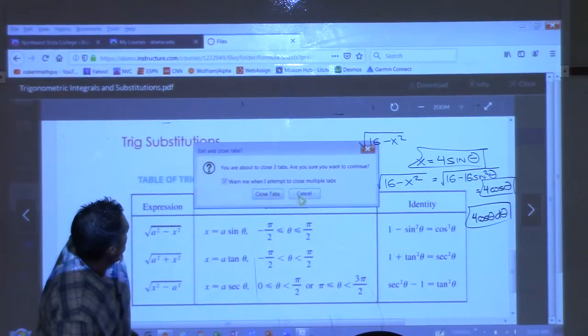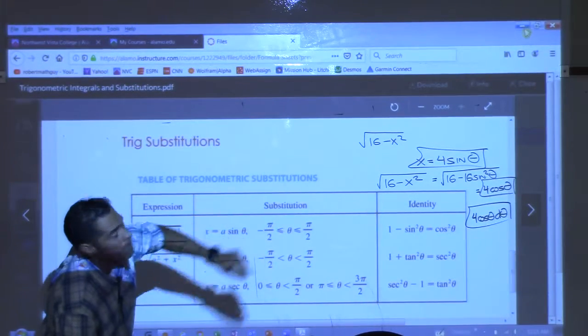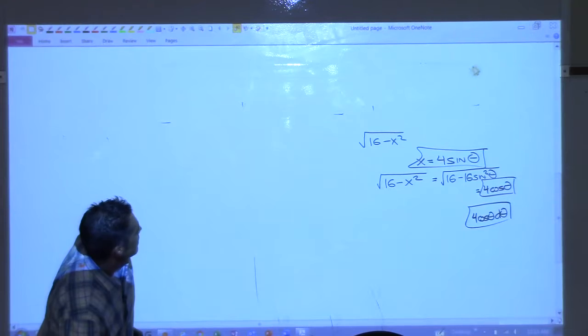Mistake I made, I forgot to square the x. Oh, underneath the root? Yeah, I saw that at the end and then ran out of time. Okay.